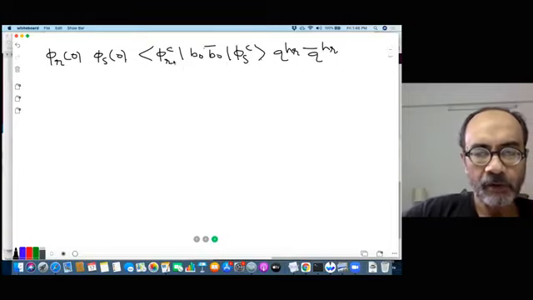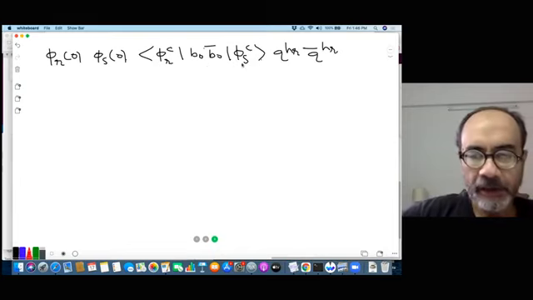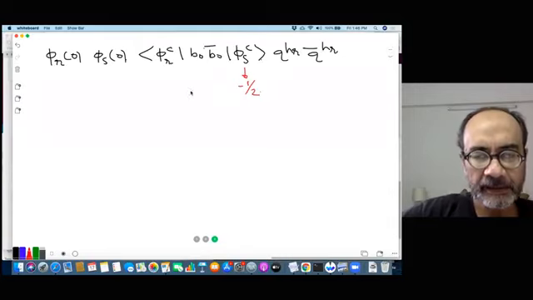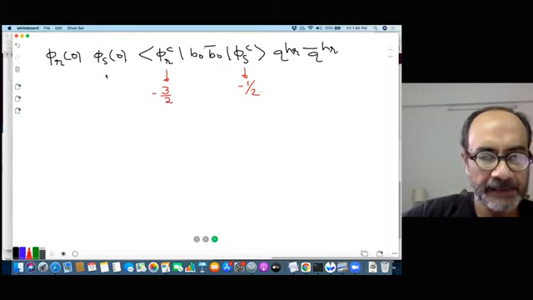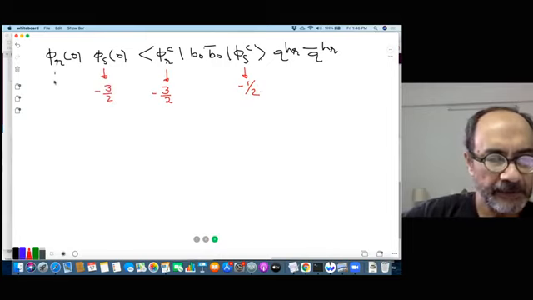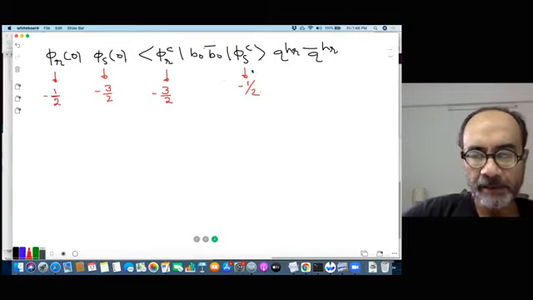So now, total picture number here has to add up to minus 2. So if you take this to be in the minus half picture, then this must be in the minus 3 half picture. If this is minus half, then that means this must be minus 3 half, and this is minus half. Now let's see what happens.